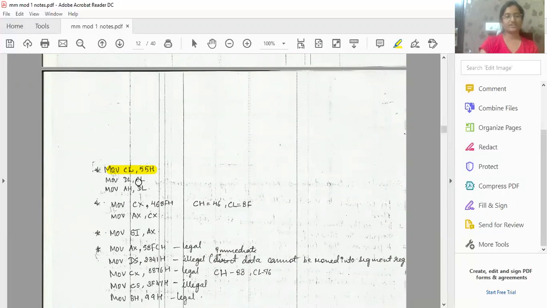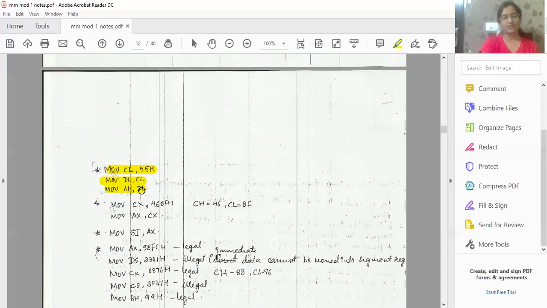Okay, MOV DL, CL. CL and DL both are 8-bit in size. So we can move the content of one 8-bit register into another 8-bit register. So yes, this is also valid. MOV AH, DL. The content of the DL register, which is 8-bit in size, is moved into another 8-bit register, the AH register, right? Yes, this is also valid.